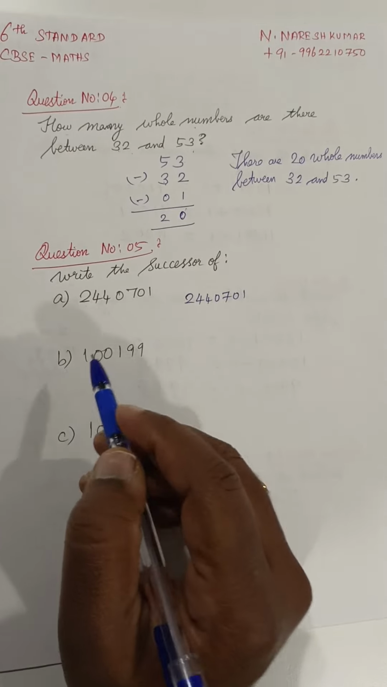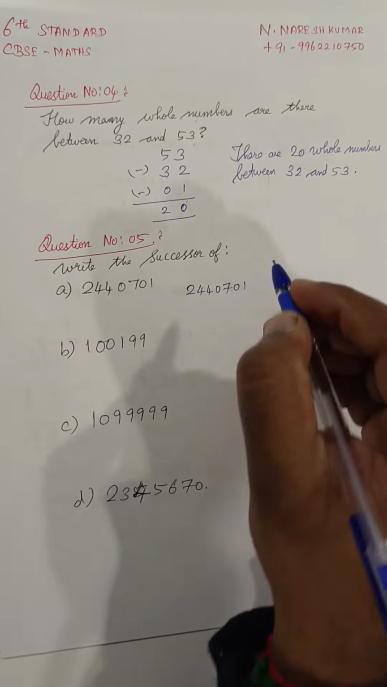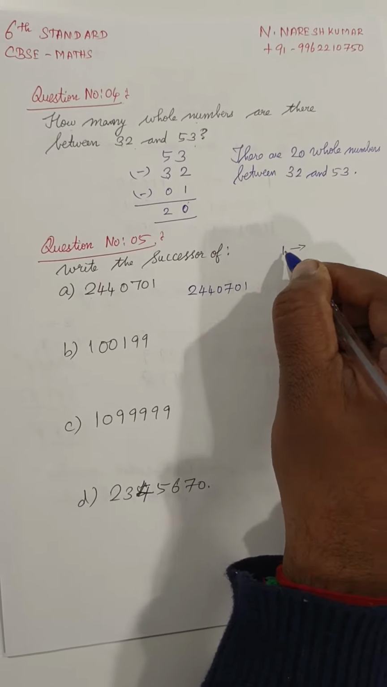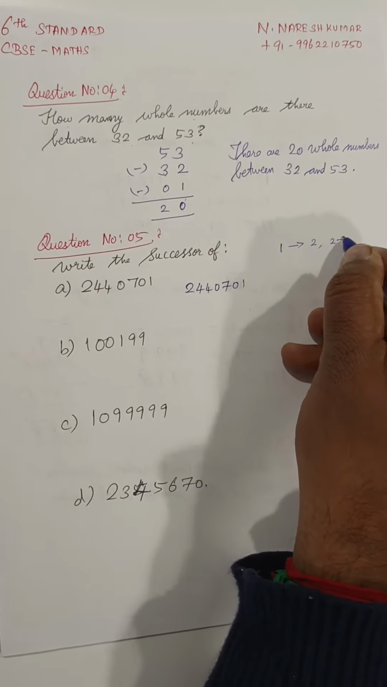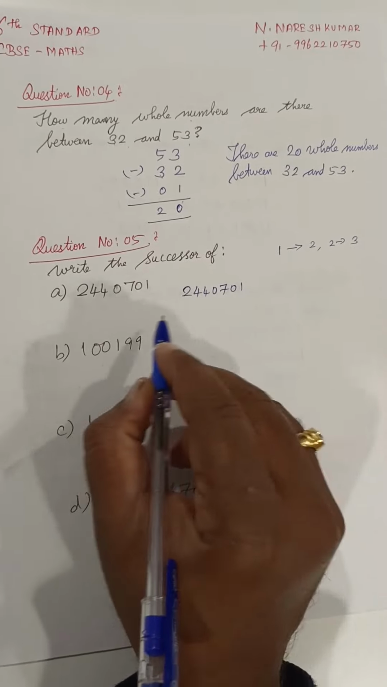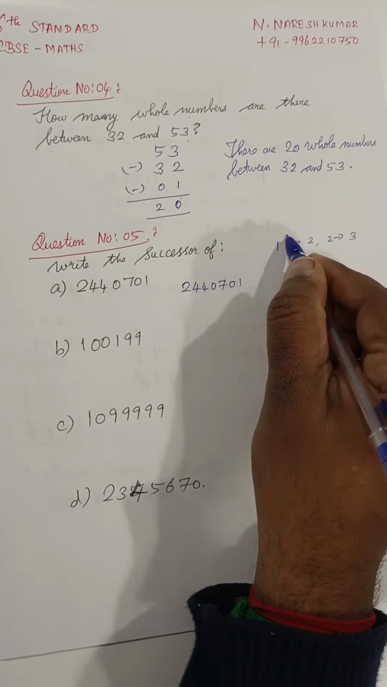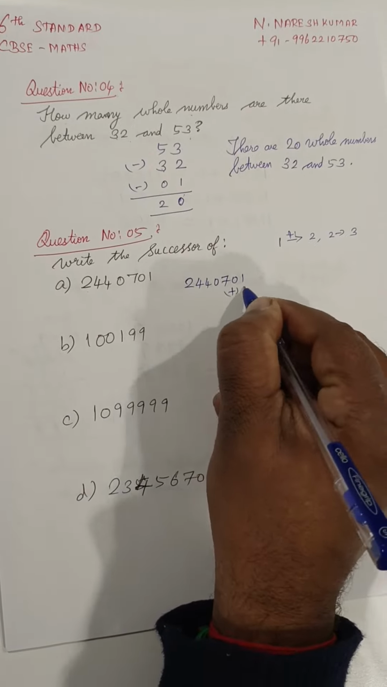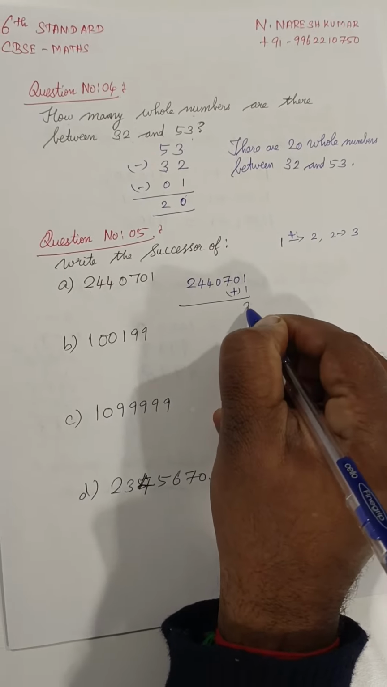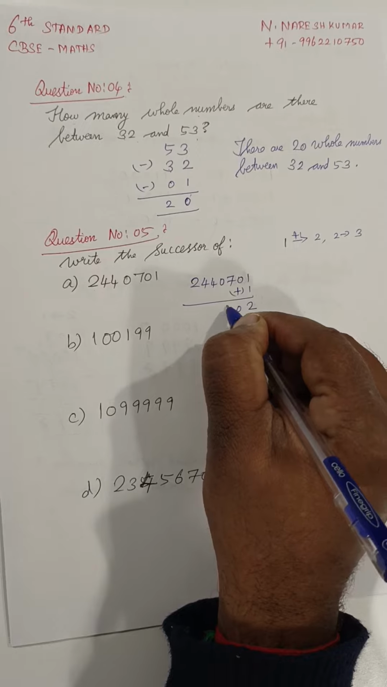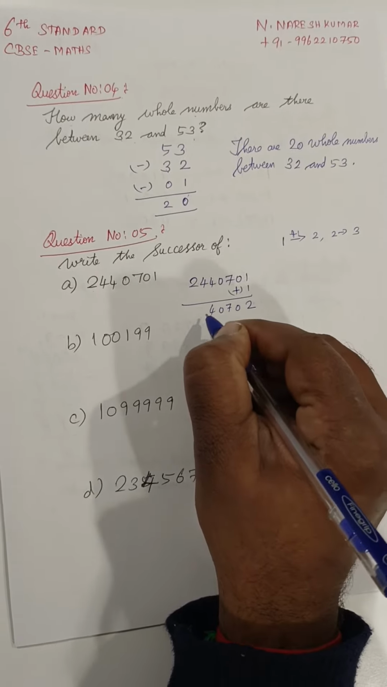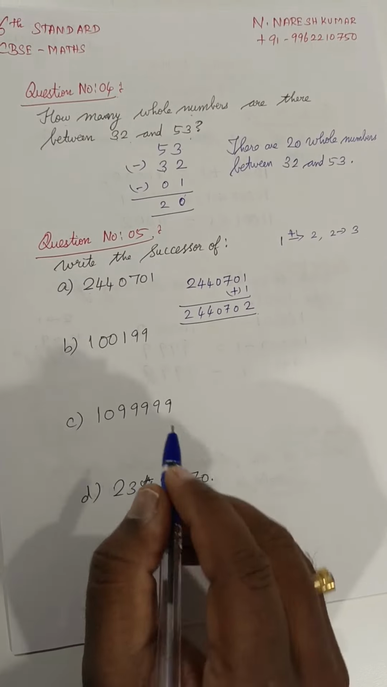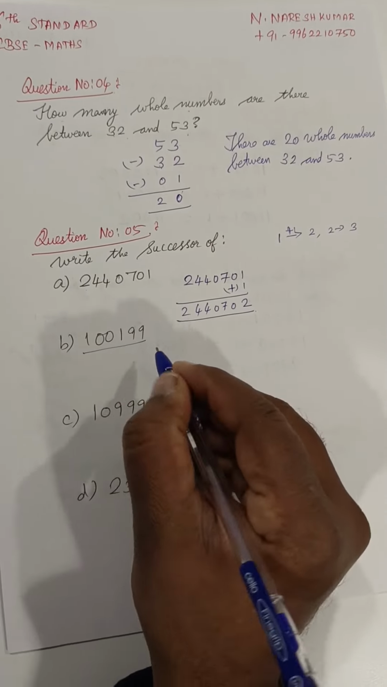Then next one, write the successor of 2440701. So successor means what? What is the successor of number 1? 2. What is the successor of number 2? 3. So in this case, how do we find the successor? Plus 1. So 2440701 plus 1 gives 2440702. This is the successor.